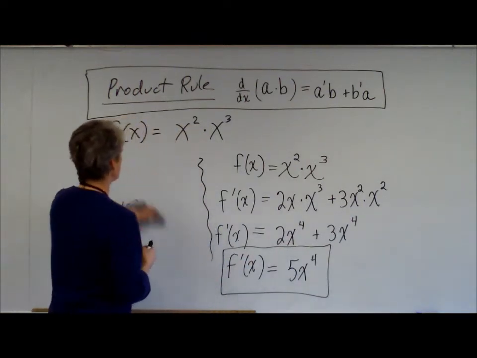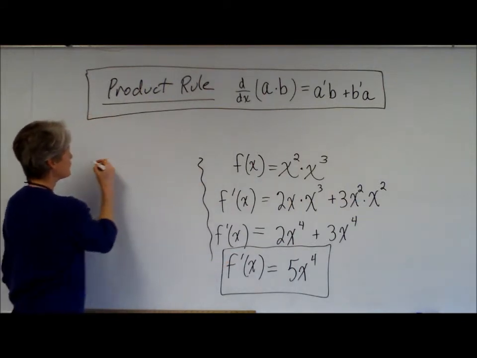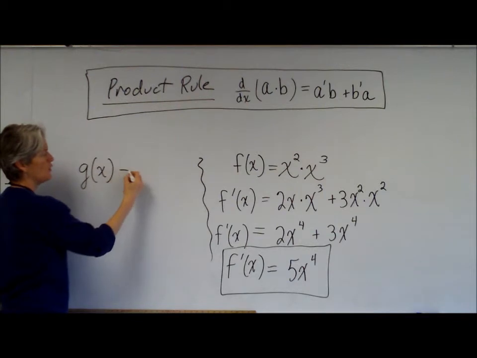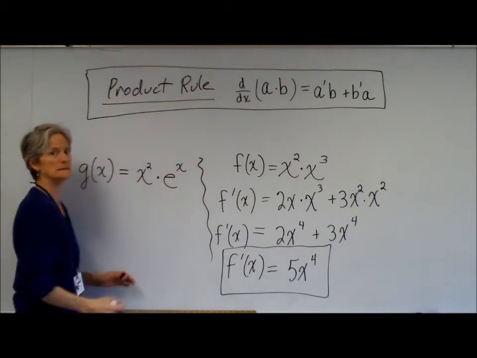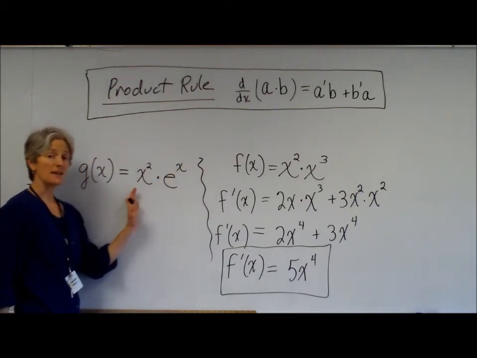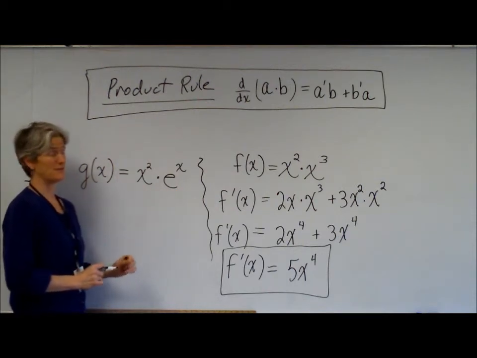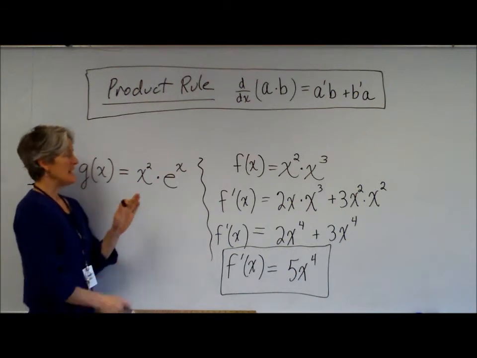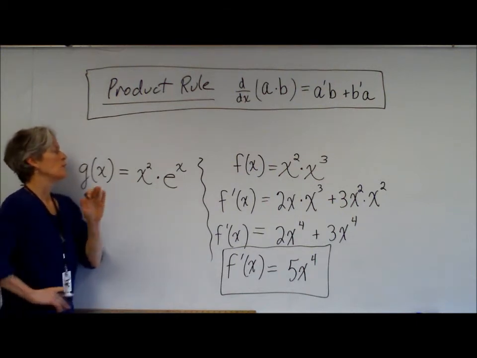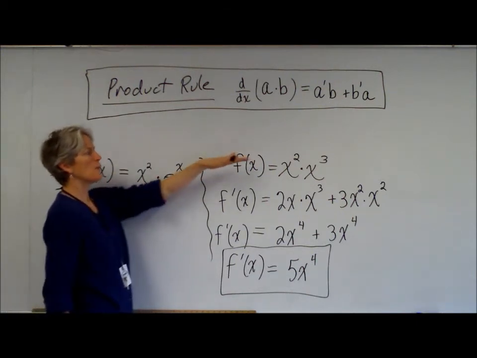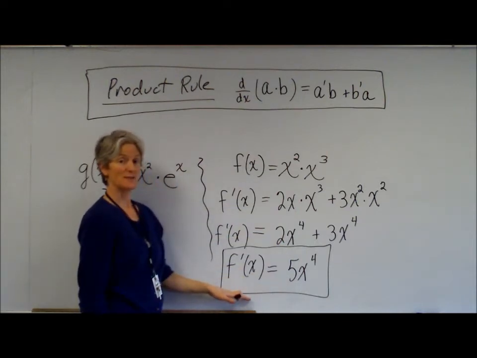For example, and don't freak out, we're not doing this right now, but if my function, let's say g of x, was something like x squared times e to the x, that's a product. I can't simplify that very well. In fact, I can't simplify that at all. If I needed to take the derivative of this, I would have to use the product rule. So we're not going to do this type of problem quite yet, but we are going to be practicing the product rule as we did right here.